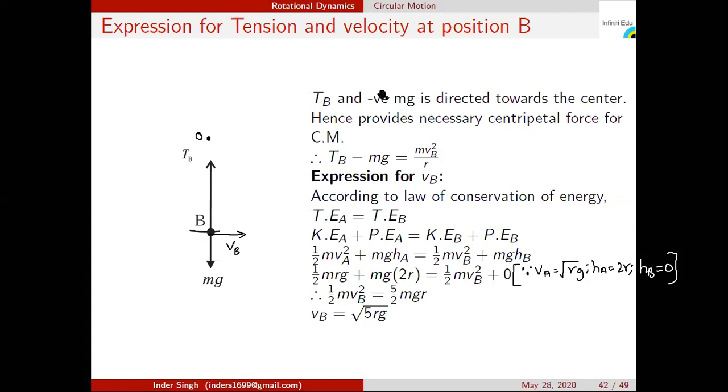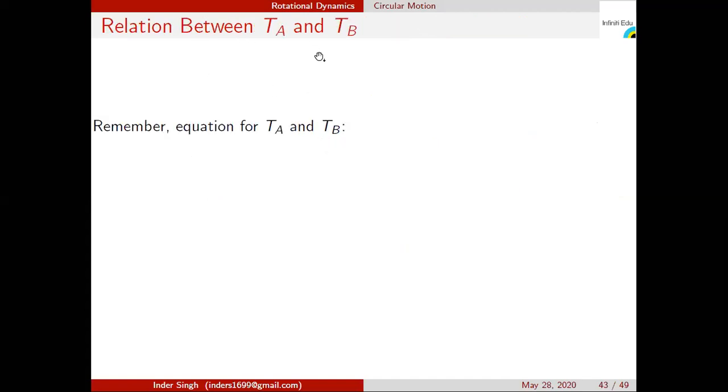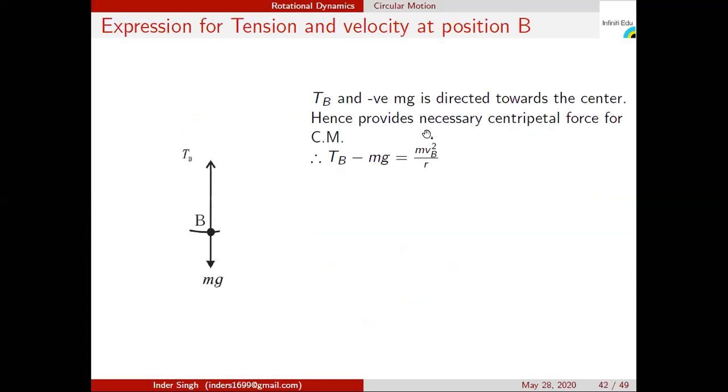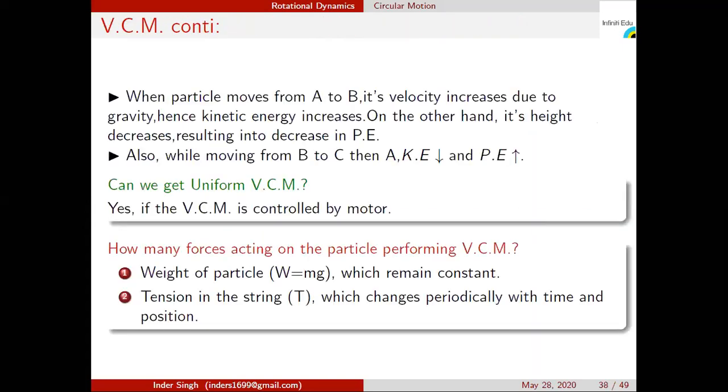The next is nothing but the relation between TA and TB. If you remember the equation, that means now we are going to derive why TB is equal to TA plus 6 mg, it is written. Okay, so here it was written now.